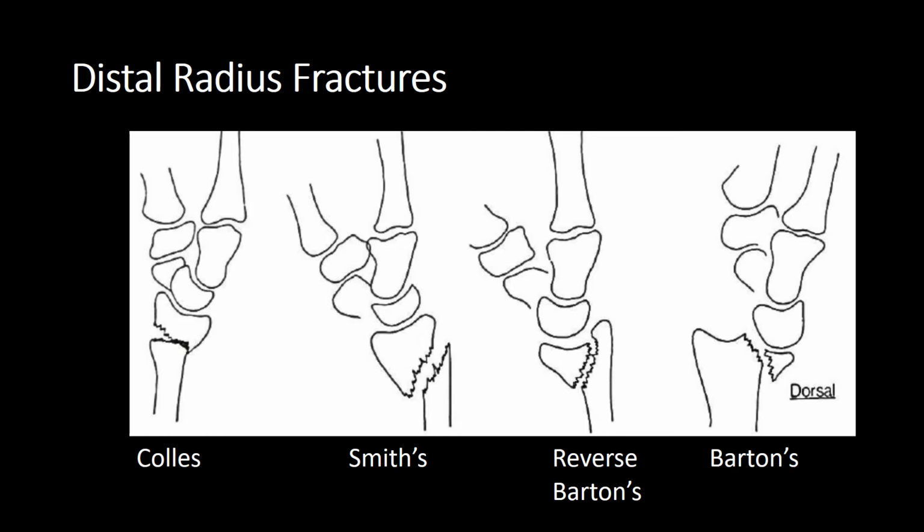Conversely, a pure Barton's fracture is an intra-articular fracture of the radiocarpal joint with dorsal displacement of the fracture fragment, and the carpals, the lunate, are migrating with the fracture fragment.